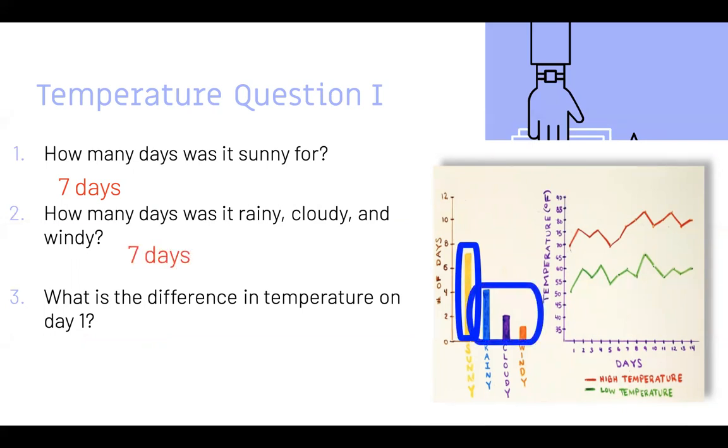And what's the difference in temperature on day 1? So now we have to look at the graph on the right, and we see temperature is about a high of 70 and a low of 50, so about 20 degrees Fahrenheit.